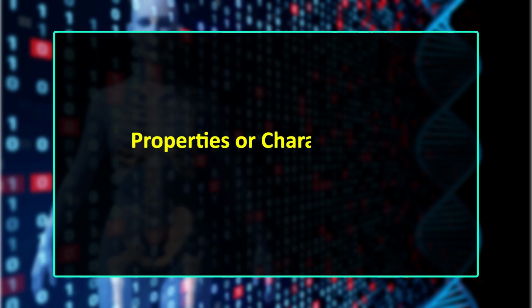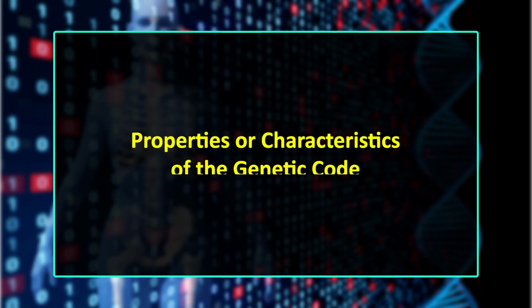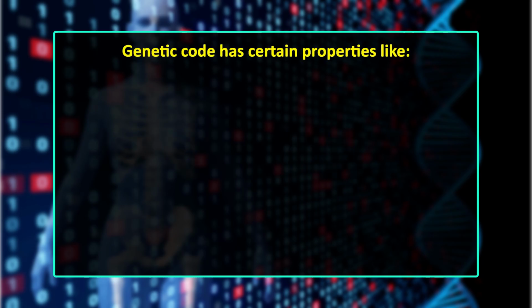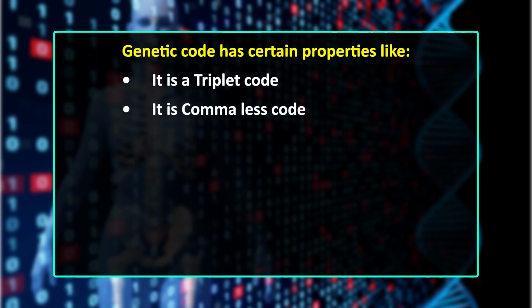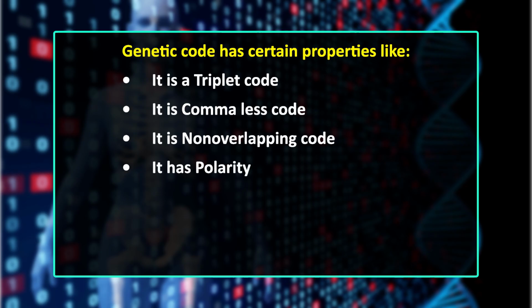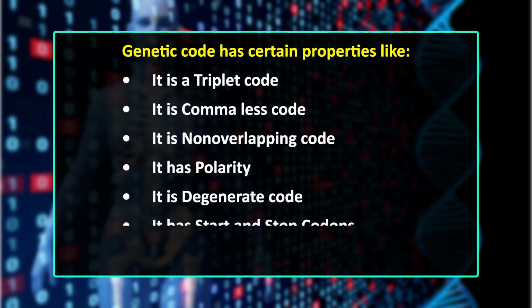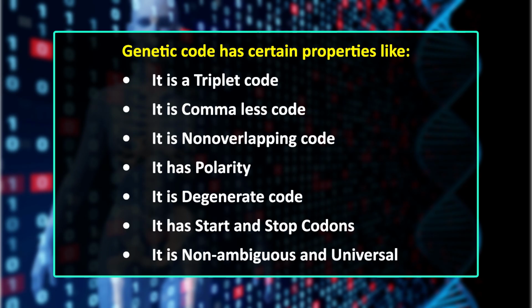Dear students, let's now discuss the properties or characteristics of the genetic code. The genetic code has certain properties: it is a triplet code, it is a comma-less code, it is a non-overlapping code, it has polarity as well, it is a degenerate code, it has a start and stop codon, and it is non-ambiguous and universal. So, dear students, let's discuss them one by one in detail.